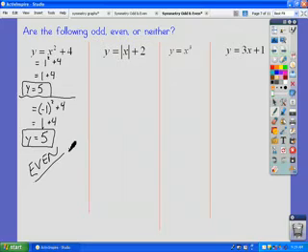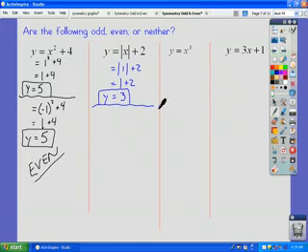Second one that we have right here, now we're talking about absolute value. Again, the technique that we're going to use is exactly the same. Put a 1 in for x. So here we go. The absolute value of 1 is 1. And where I went to school, 1 plus 2 is 3. So there's the first part.